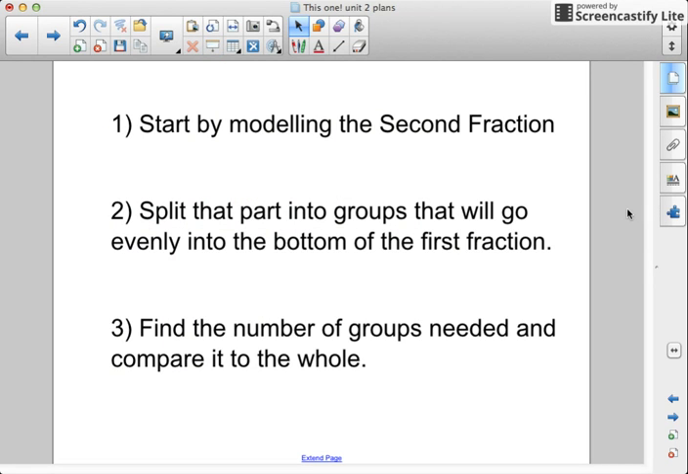So again, we start by modeling the second fraction. Then we split that much into groups that will go evenly into the bottom of the first fraction. And then we find the number of groups needed and compare it to the whole. So you can pause the video and take those notes down if you want.